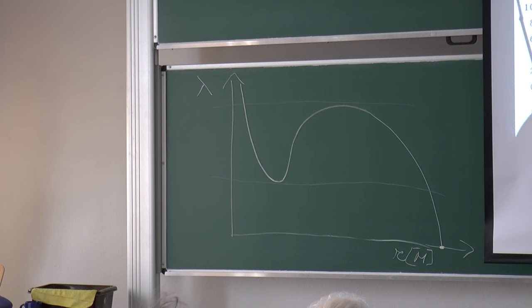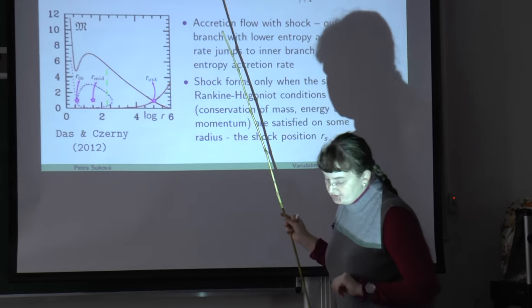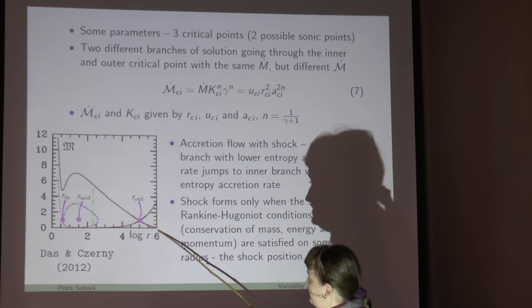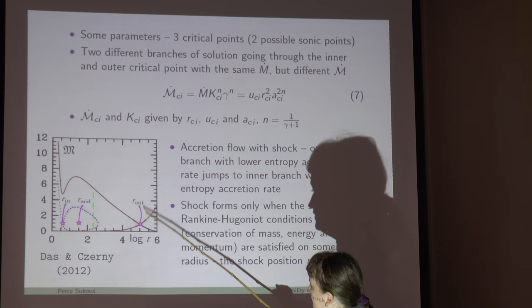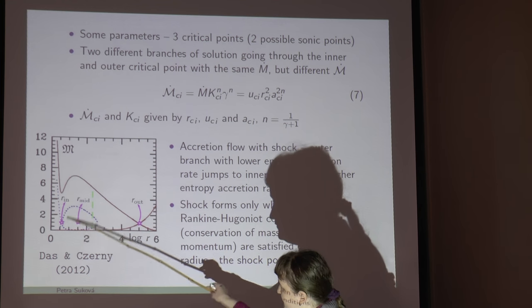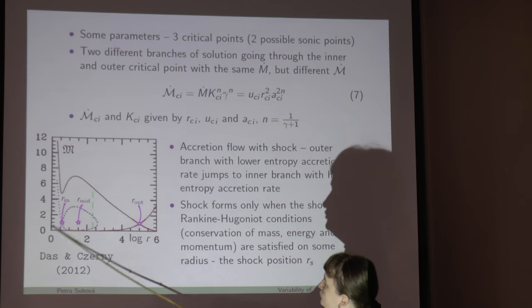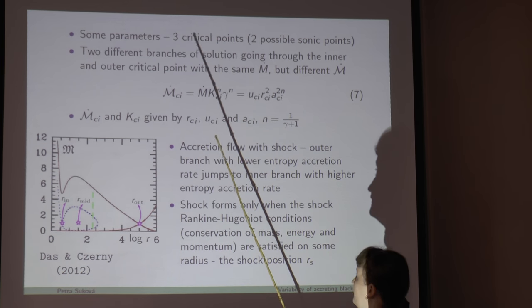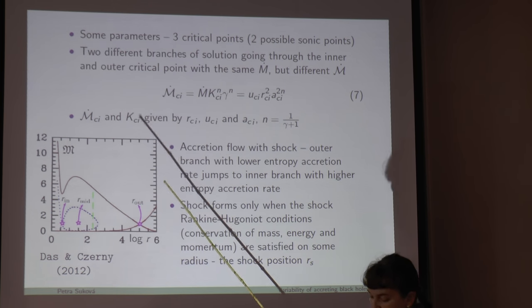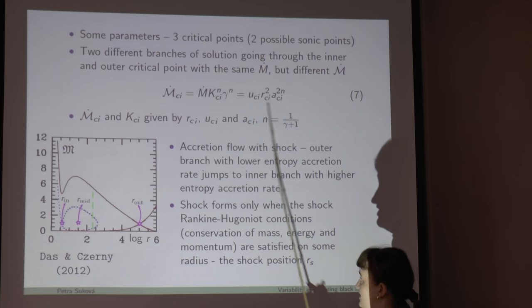But it turns out that if you look at the Mach number versus radius, so this is the Mach number, the ratio of the inward speed of the gas to the local sound speed of the gas, then only two of the critical points can actually be the sonic points, because this is the O type of critical point, so no solution can pass through this one. So we have two different possible sonic points. And so we can have two different branches of solution which actually share the same parameters, and they have also the same accretion rate, but they differ in the entropy accretion rate.